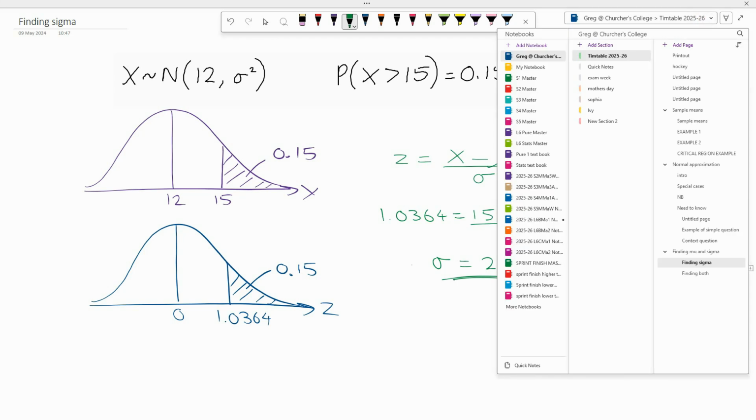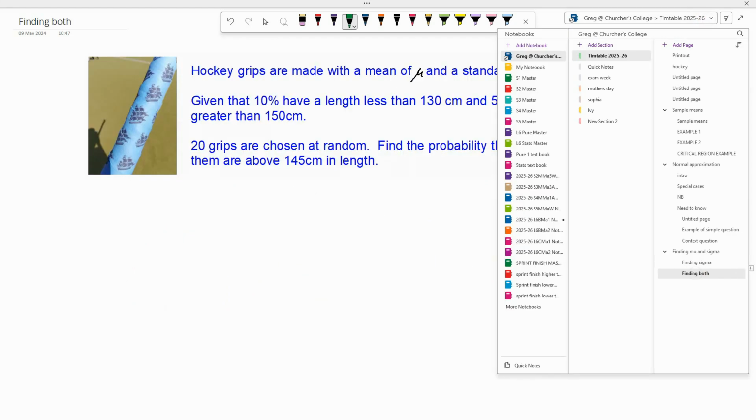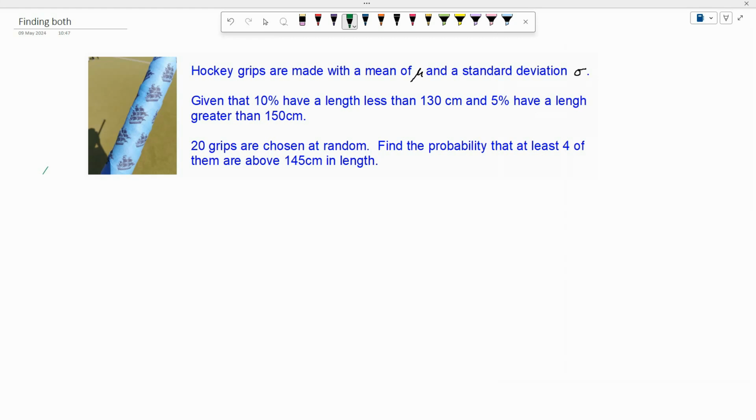So if you don't know both, then here's a picture of a hockey grip for the school I work for. And you're told the mean length is mu and the standard deviation is sigma. So we don't have either of them this time. But what we do know, let's define them. So x is our random variable, the length of the grip.